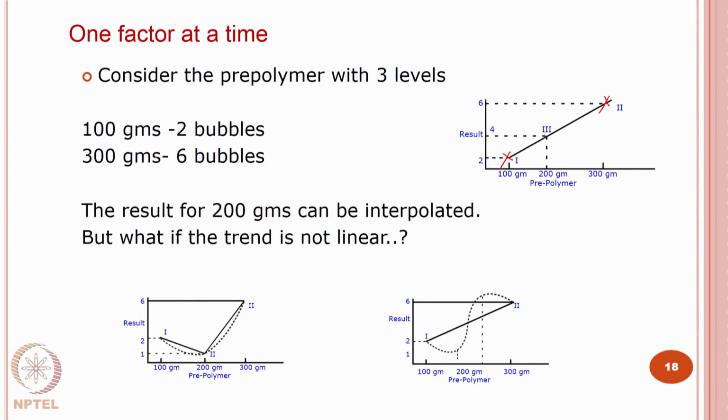For 100 grams it was 2 bubbles, and for 300 grams it was 6 bubbles, so you can interpolate that for 200 grams it will be 4 bubbles. The result for the 200 grams can be interpolated, but what if the trend is not linear? If you believe that the trend is not linear, then you need at least 3 points, because at least quadratic, right, n minus 1, quadratic means second order. So, you need at least 3 points. If you believe that it is highly nonlinear, then you should have at least 4 points. That is what these 2 graphs are talking about.